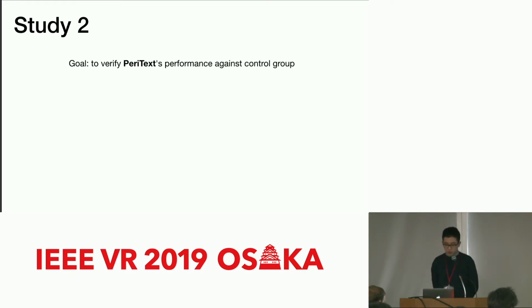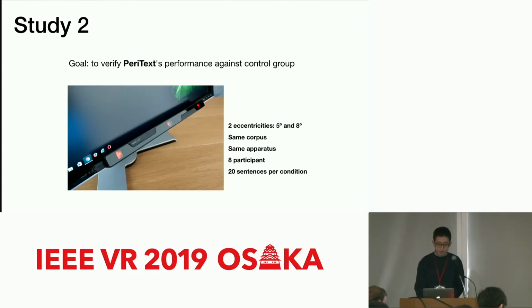So with the proposed design, we then conducted our second study to compare PeriText and control text with similar experimental settings to study 1. We verified the performance of PeriText under 2 eccentricities, 5 degrees and 8 degrees, compared with the control text. There were a total of 8 participants, and each participant read 20 sentences for each condition.